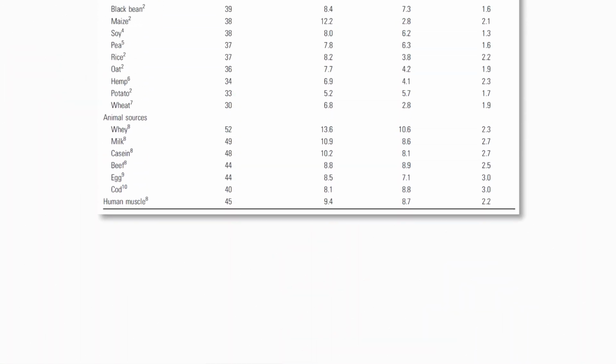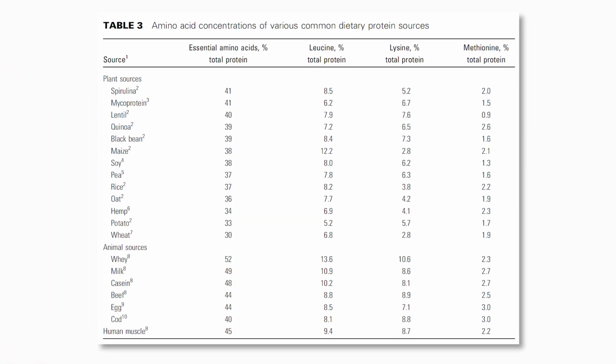I'm just looking at leucine as a marker because it is the primary marker when it comes to anabolism. We see that maize from plant-based proteins has a really high proportion of that protein made up of leucine, which is fantastic to see. It's only outclassed by whey protein when it comes to the animal proteins, which is great.